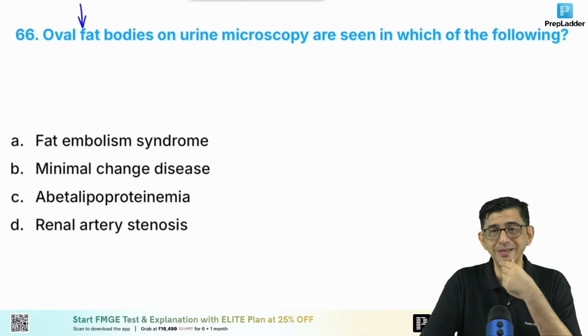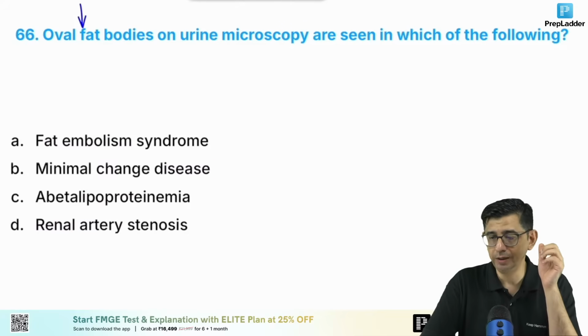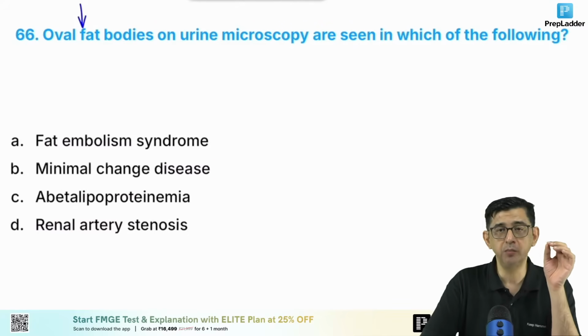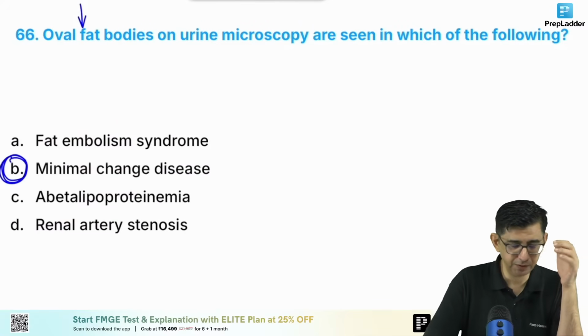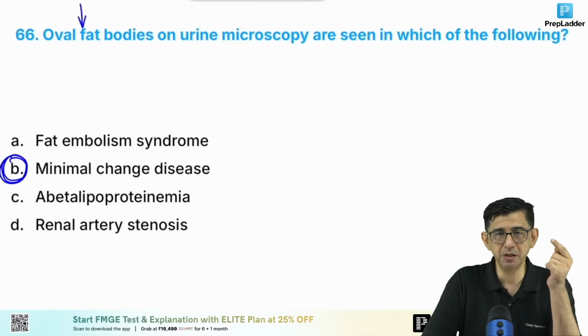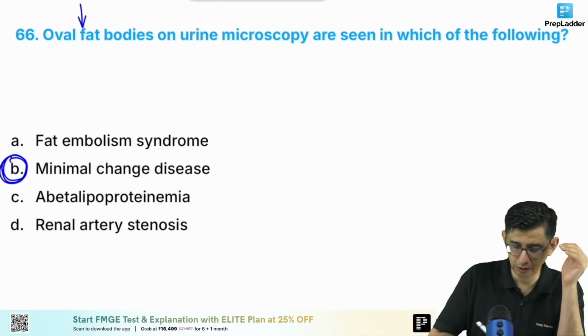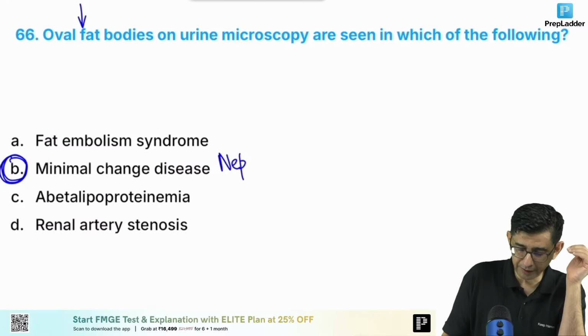Oval fat bodies would be seen in lipiduria, and lipiduria is a feature that is, yes, the correct answer is not fat embolism. It is not fat embolism syndrome. It is minimal change disease. A lot of times whenever we are attempting these questions, we get biased by the word fat, but oval fat bodies are a diagnostic feature of nephrotic syndrome. It is not a feature that is encountered in fat embolism syndrome.